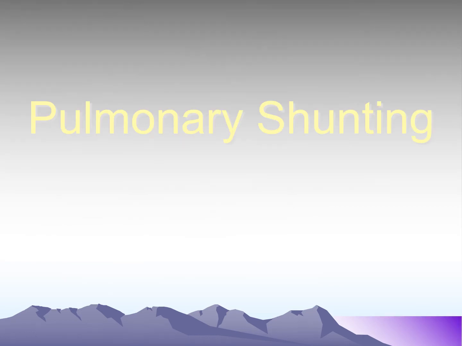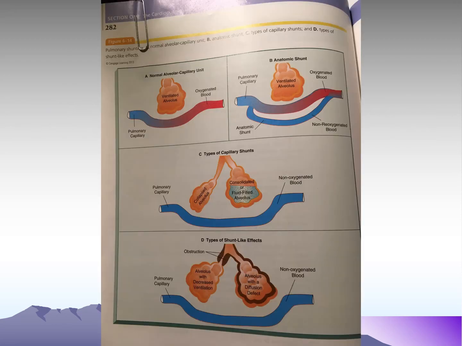All right, now we're going to talk a little bit about pulmonary shunting. If you look at Desjardins, this is where I got this from, page 280. Sorry, page 282. And this kind of is describing all the different types of shunts that we're going to be talking about. So for the first one, I'll be referring to the anatomic shunt, which is on picture B.